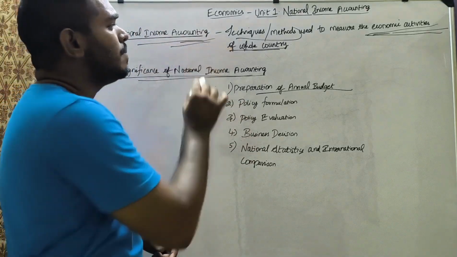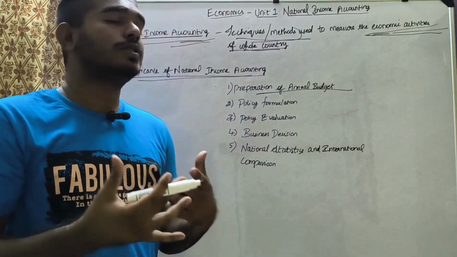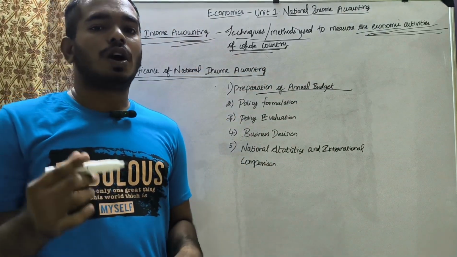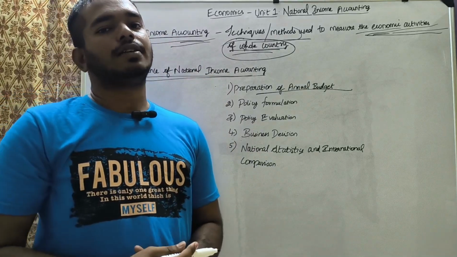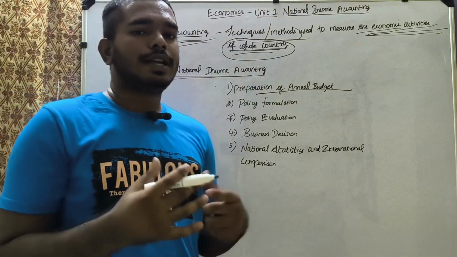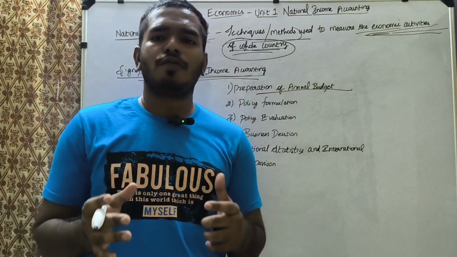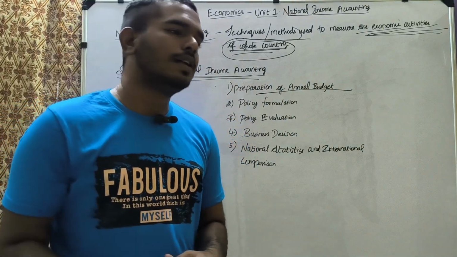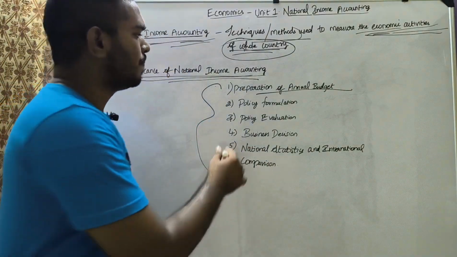So national income accounting involves techniques or methods used to measure the economic activities of a whole country. Not only a single transaction, but the economic activities of an entire country, and its calculation is known as national income accounting. The next thing we are going to see is the significance of national income accounting. For what purpose do we need to calculate national income? There are various reasons, and we are going to see them one by one.